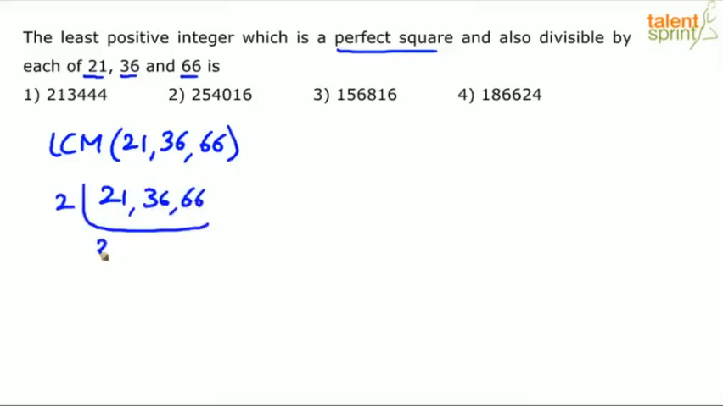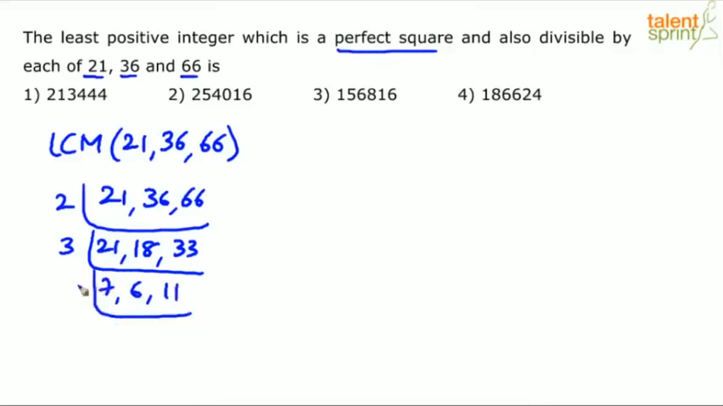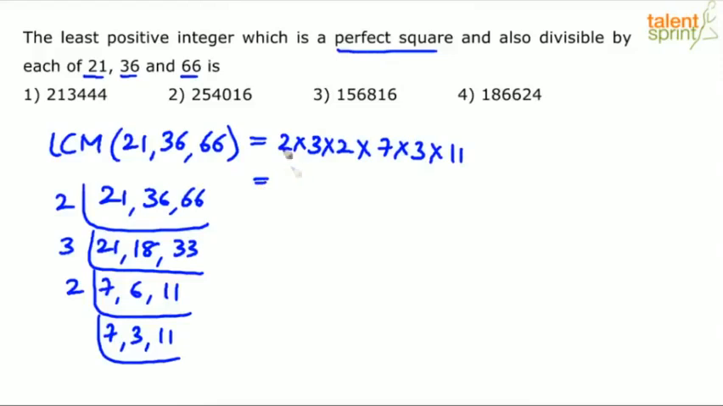What is the LCM of 21, 36 and 66? If you take 2, 21 remains as it is, this is 18 and this is 33. Let us take 3. So this is 7, 6 and 11. Again, if you take 2, it is 7, 3 and 11. And now since 7, 3, 11 all are prime numbers, you can directly take it as 2 into 3 into 2 into 7 into 3 into 11 as the LCM. Yes or no? What will be the LCM? You have to take 7 once, then 3 and then 11. So it is 2 into 3 into 2 into 7 into 3 into 11. So basically it is 2 into 2, 2 squared, 3 into 3, 3 squared, into 7 into 11.